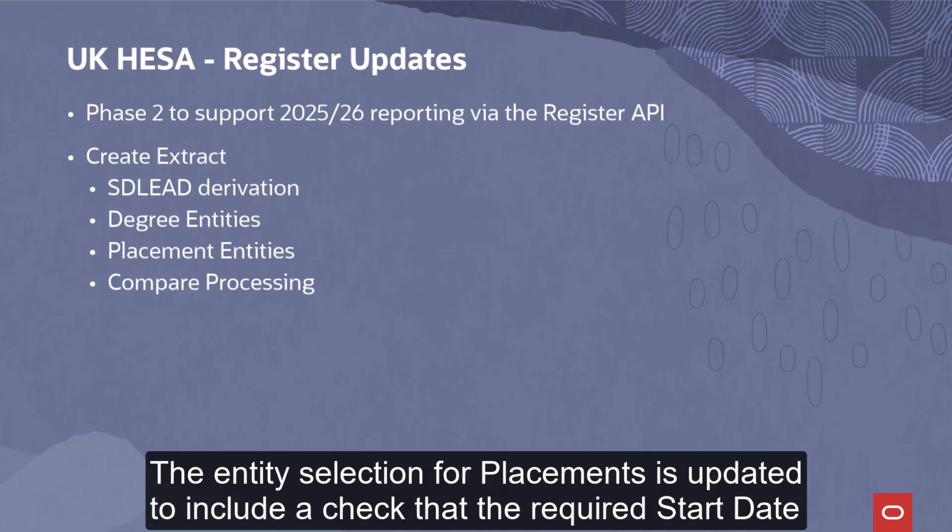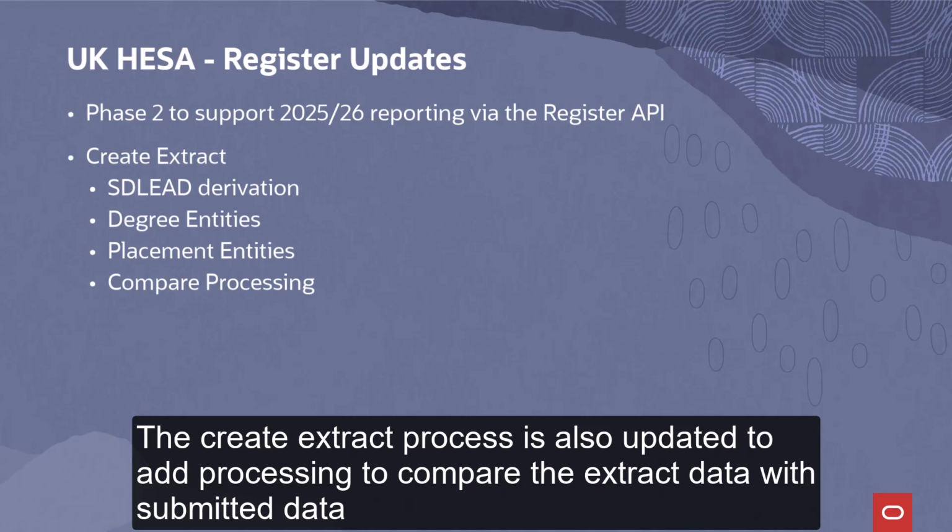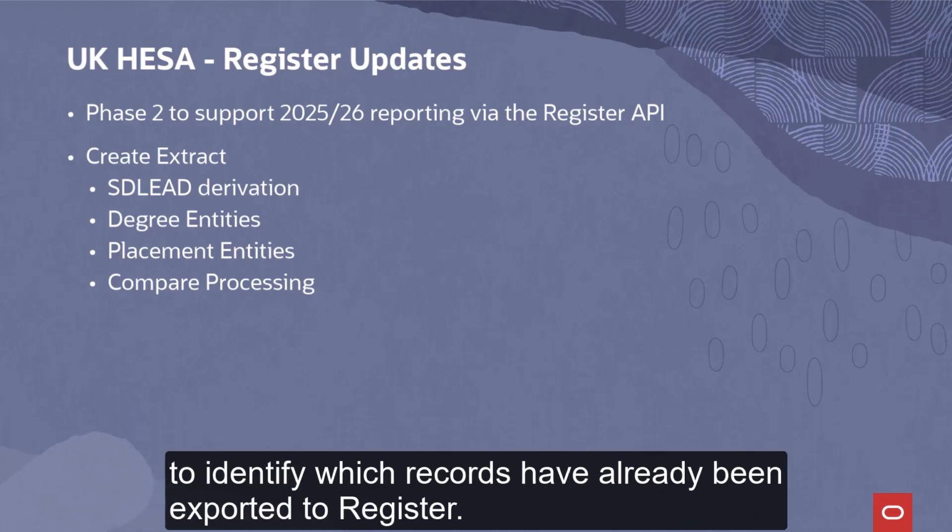The entity selection for placements is updated to include a check that the required start date is in the reporting period to allow the same school URN to be reported more than once. The Create Extract process is also updated to add processing to compare the extract data with submitted data to identify which records have already been exported to Register.